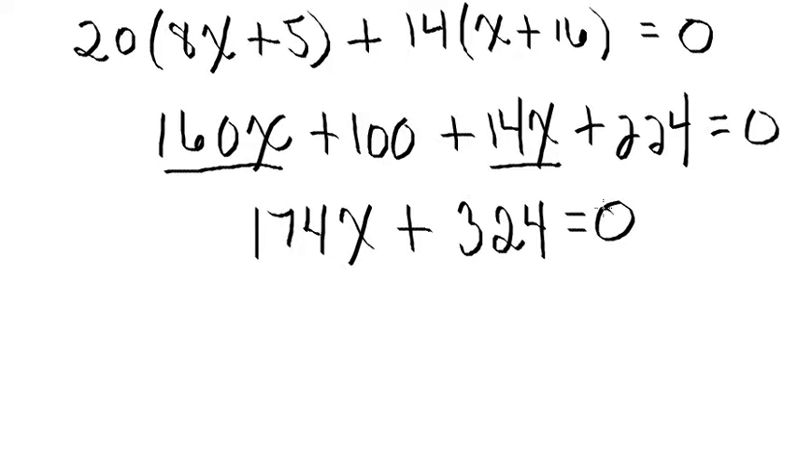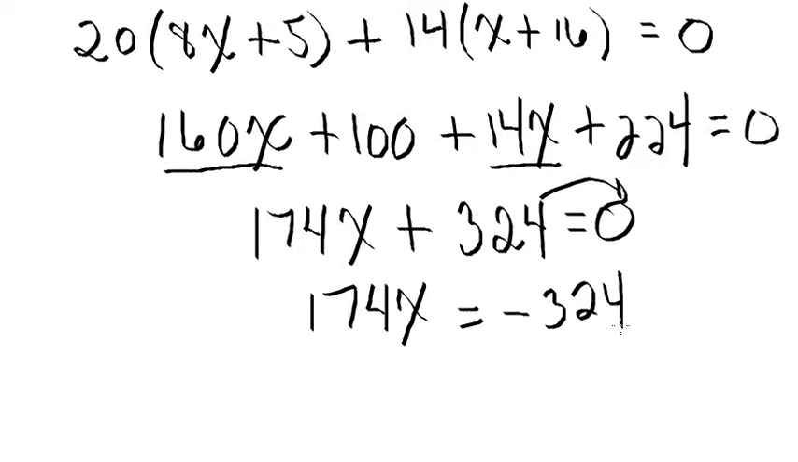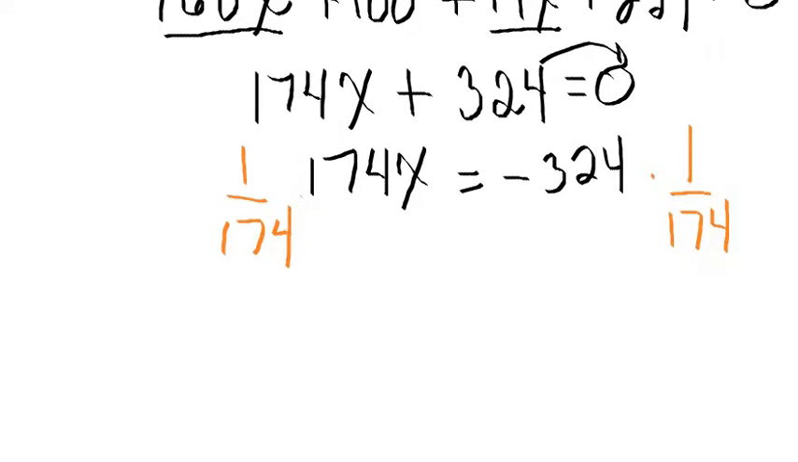So let's take this 324 over to the right hand side. Remember, that's the same thing as subtracting 324 from both sides, and that'll make it negative 324. And then of course we're multiplying both sides by the reciprocal of 174. Remember, the fast way of doing this is just to move it diagonally down below the 324, but we'll go ahead and go through the motions here.